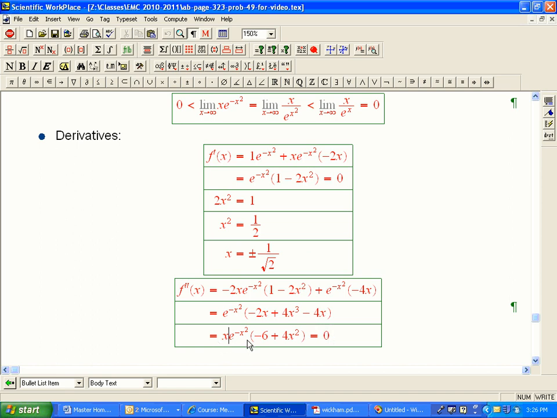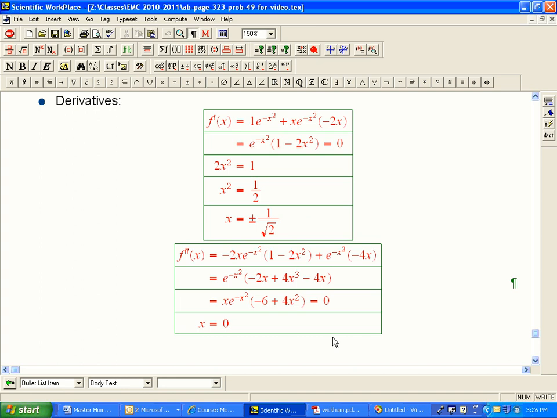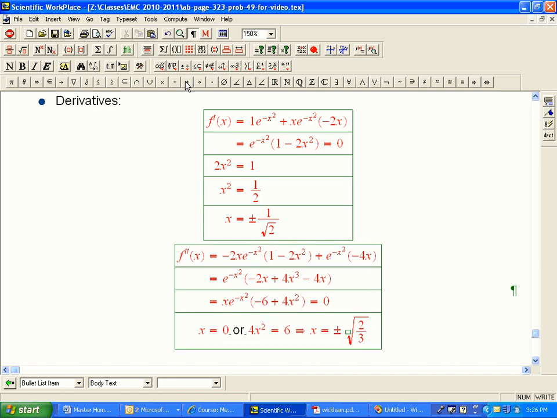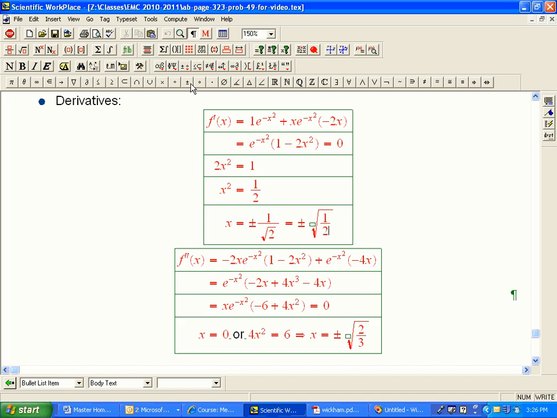So again, e to the minus x squared cannot equal 0, so it just doesn't matter. You can think of it as, you could divide it out, for example. That's one way to think about it. So either x equals 0, or 4x squared equals 6, which leads to x equals plus or minus square root of 2/3. And this was the square root of 1/2, if you want to write it that way, just for consistency. So this is a little bit past that. These two other inflection points that aren't at x equals 0 are going to be past that.